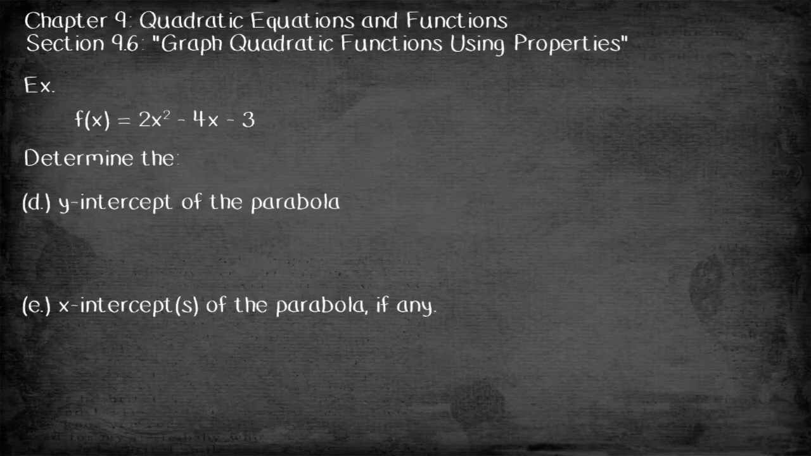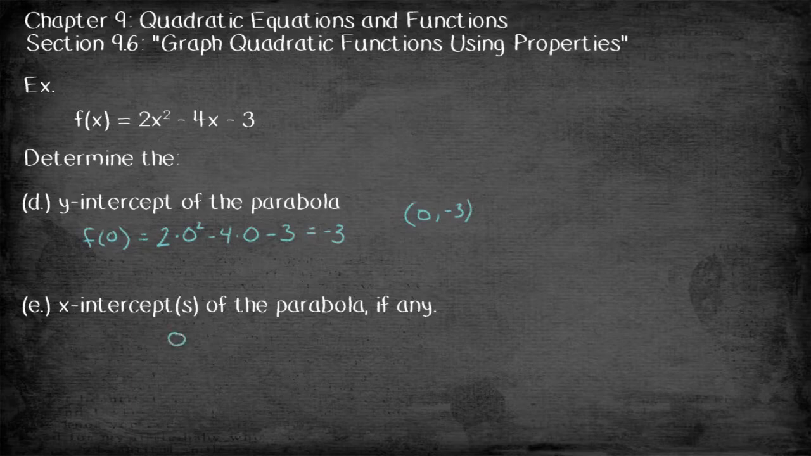All right, so we'll go back to our example. I'm going to determine the y-intercept of the parabola and the x-intercepts, if there are any. For the y-intercept, I'm just evaluating my function at 0. That's easy enough. The y-intercept is -3. And the x-intercepts, let's solve that. We set f of x equal to 0 and solve for x.